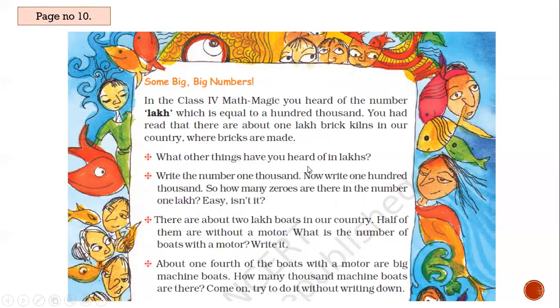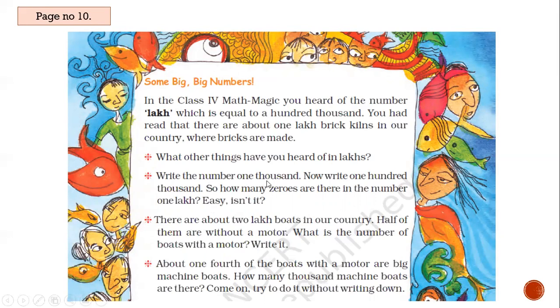What other things have you heard of in lakhs? You have to name some examples where you have heard lakh. So there are a few examples which I can say, like the price of a car, the cost of jewelry, and the number of commodities a factory manufactures in a day is also definitely in lakhs. So there are many examples.